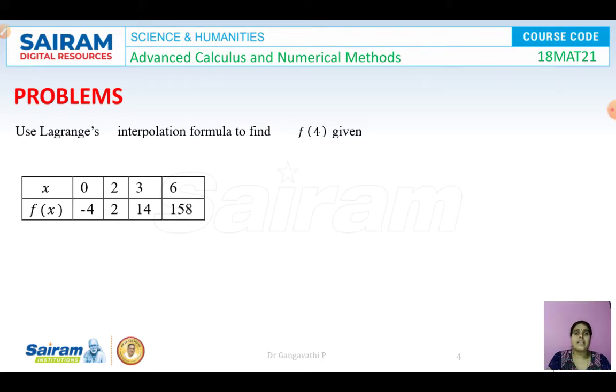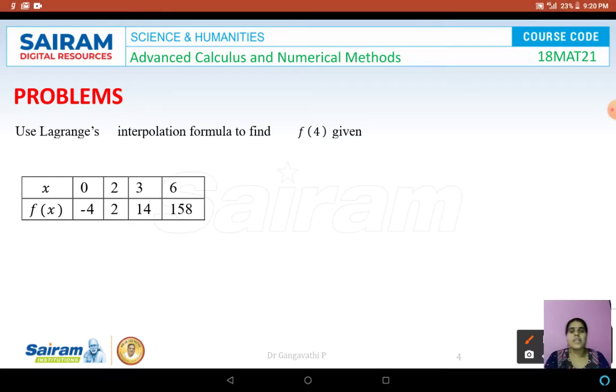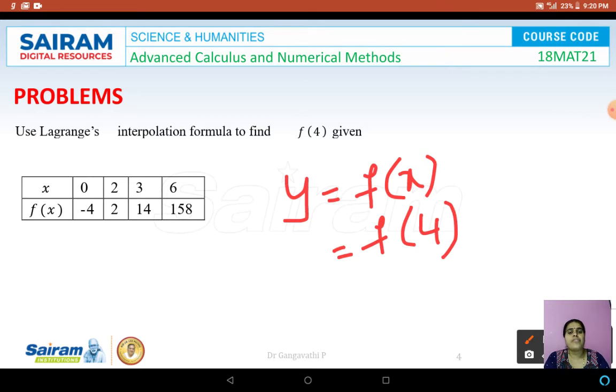So let us understand this Lagrange's interpolation method in a better way with examples. Let us solve 1 or 2 problems so that you can understand the concept better. Use Lagrange's interpolation formula to find f of 4. The given data: the values of x are 0, 2, 3 and 6, and the corresponding values of f of x are minus 4, 2, 14 and 158. The standard form is y is equal to f of x. So we have to find y at x is equal to 4.